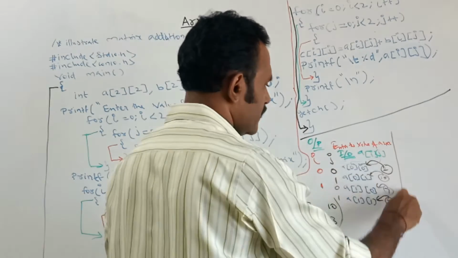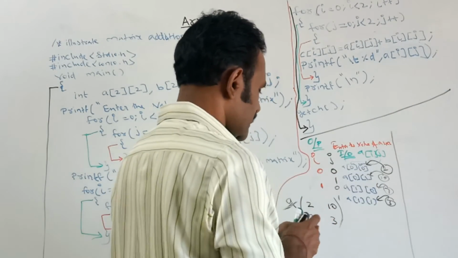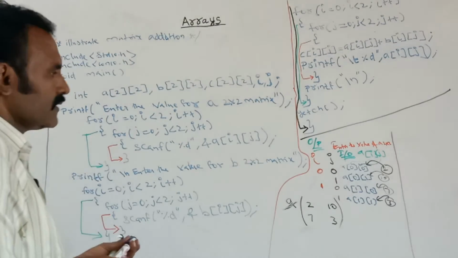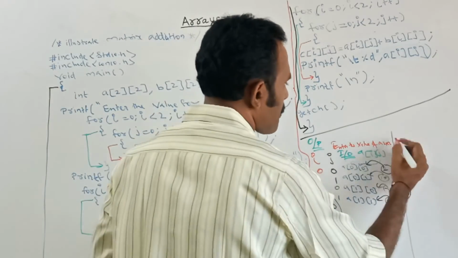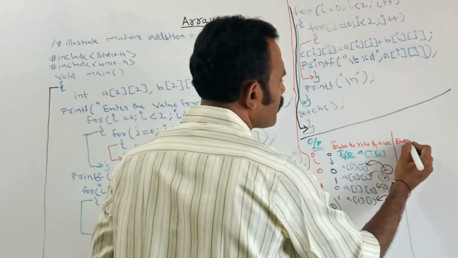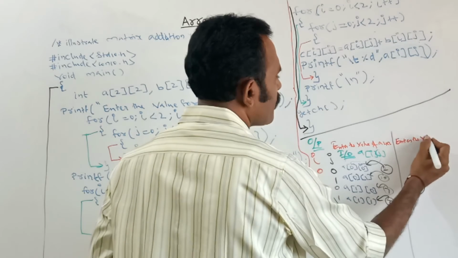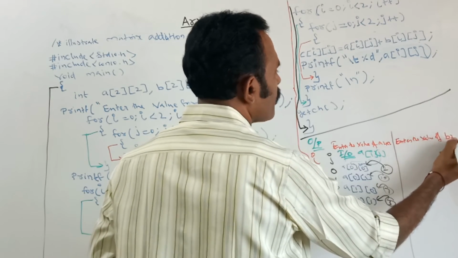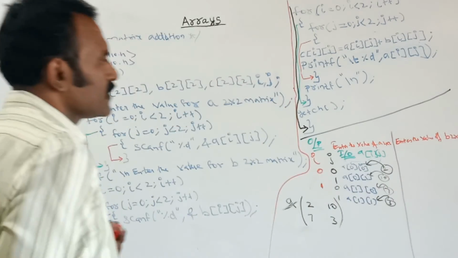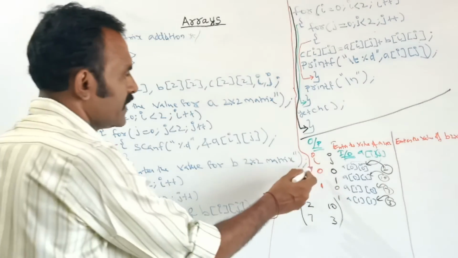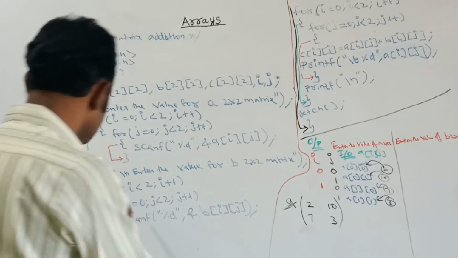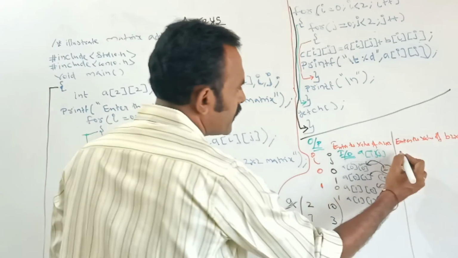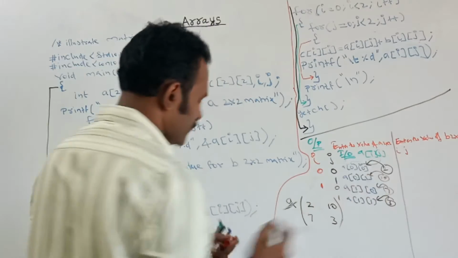Enter the value of A, a 2 cross 2 matrix. In the same way, during this step it will ask for this also, a 2 cross 2 matrix B. In the same way here, I and J. For this we have declared the 2 variables I and J. Here I, J.